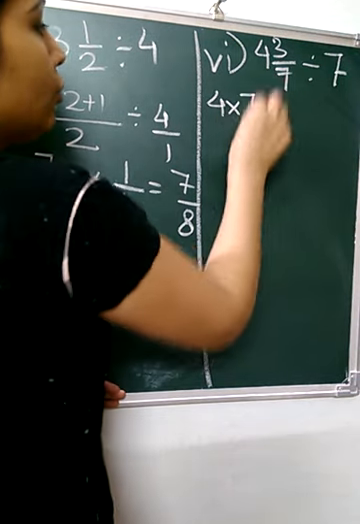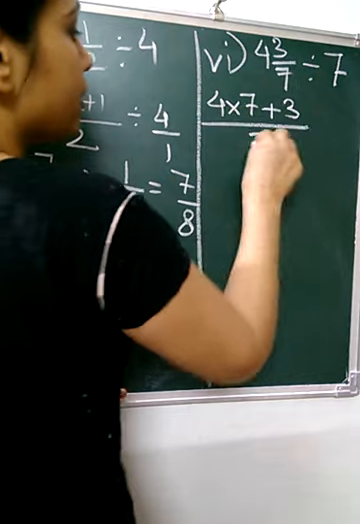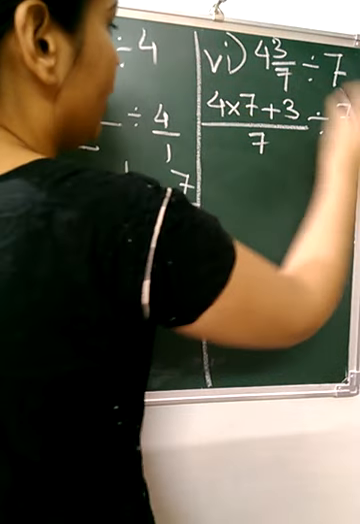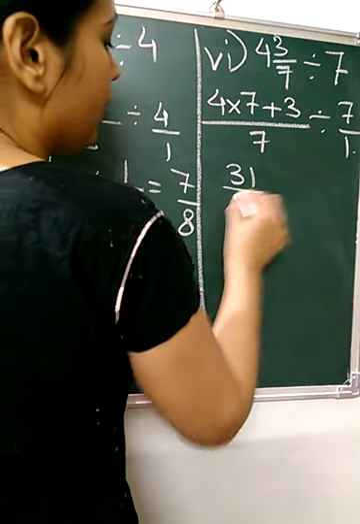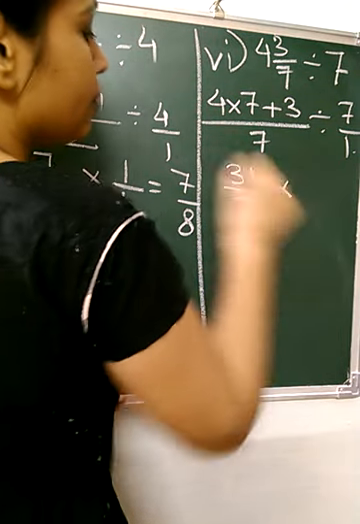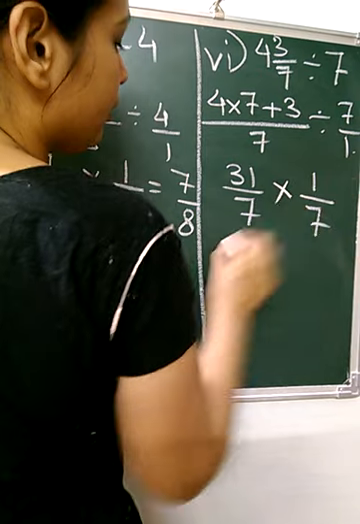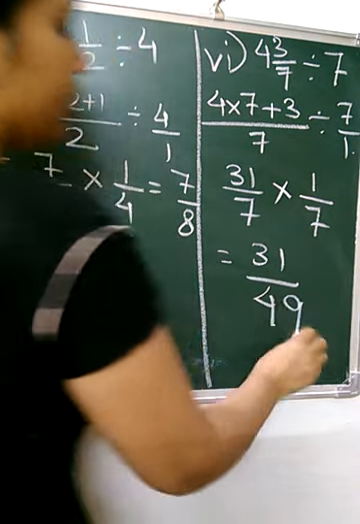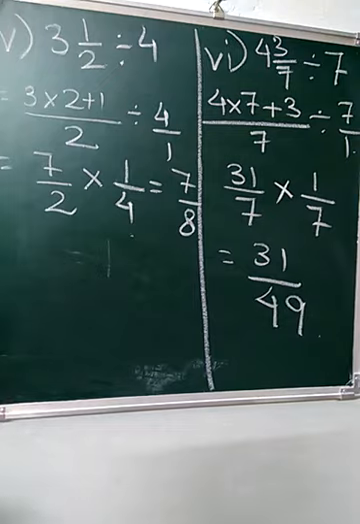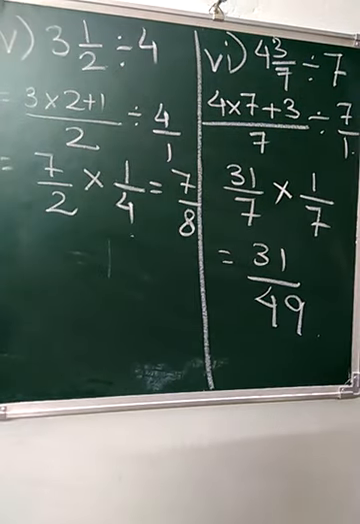Then 4 into 7 plus 3 whole by 7 divided by 7 upon 1. 4 sevens are 28, 29, 30, 31. 31 upon 7. This becomes multiplication, 1 upon 7. 31 ones are 31, 7 sevens are 49. This is your answer. This completes question number 5 and 6th of the second question.